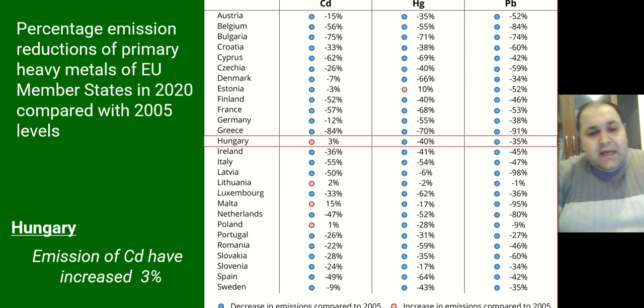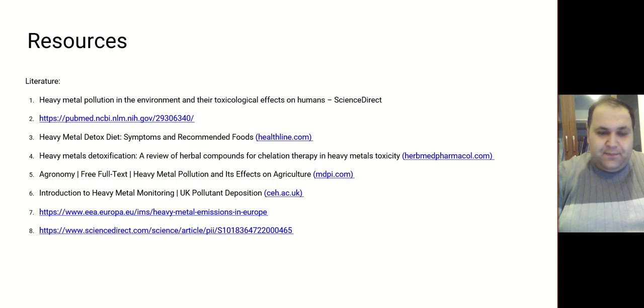From the experience of 2020, we can see that four member states, including Hungary, have increased their emissions of cadmium. And that's for today's lesson.